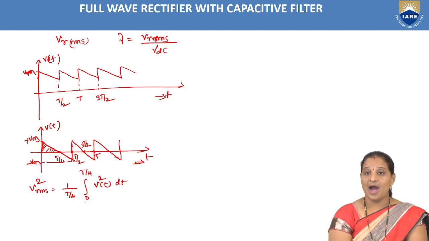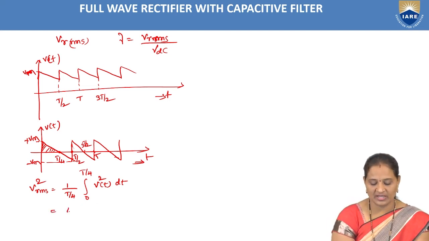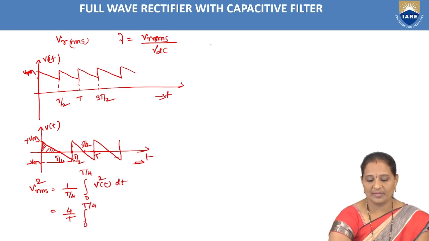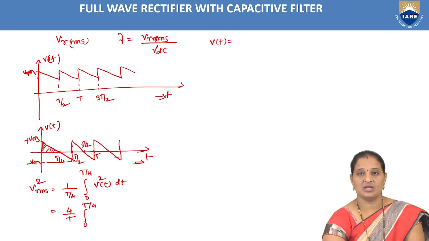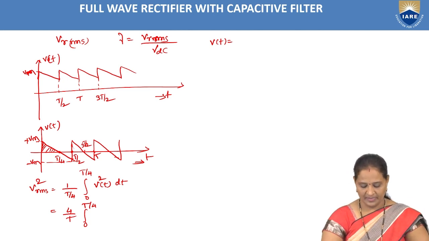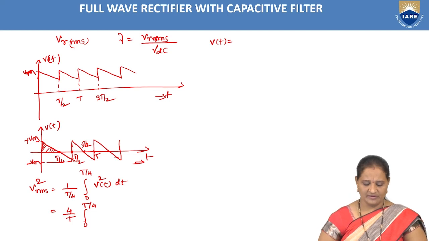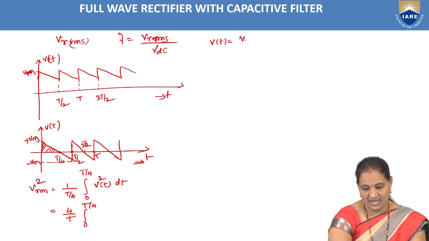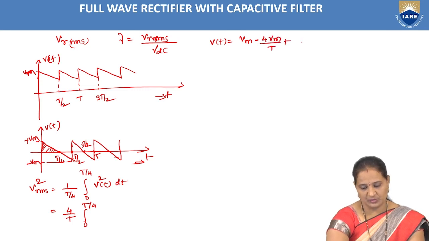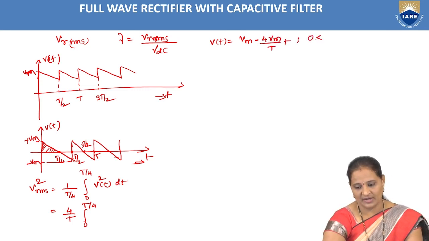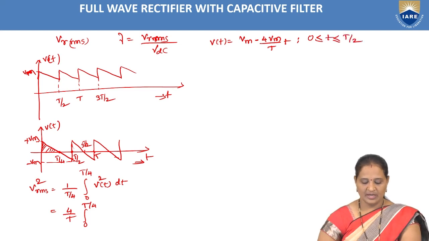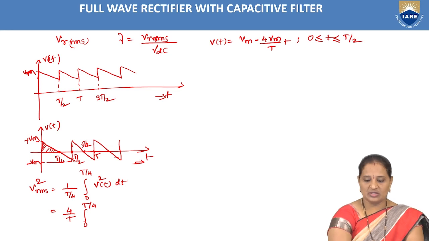We are finding the RMS value, root mean square value. So that is the square root of 4 by T integral 0 to T by 4. Now coming to the V of t equation. So I am finding out the equation for this one, which is Vm minus 4Vm by capital T into t, and this is valid for a period of 0 less than or equal to t less than or equal to T by 2. Okay, so this is the equation.